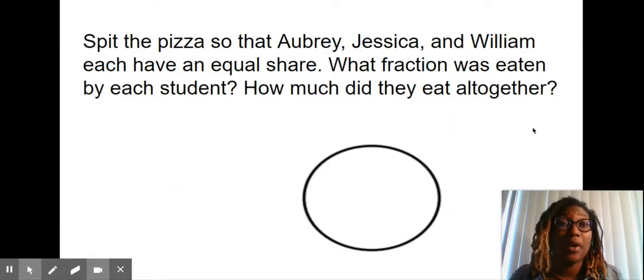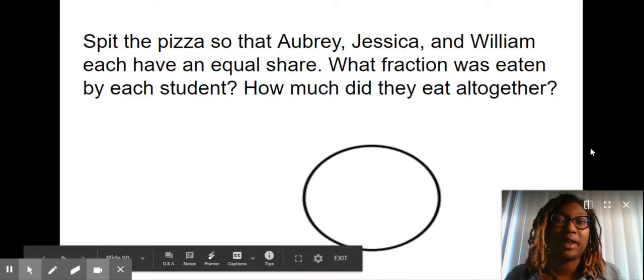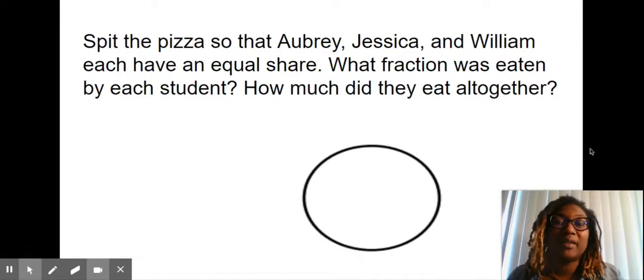Okay, so now we have a problem that we're going to solve. So we're going to be splitting. This is a pizza. So imagine this is a pizza with all your favorite toppings on it. And it says split the pizza so that Aubrey, Jessica, and William each have an equal share. And then we need to figure out which fraction was eaten by each student and how much did they eat altogether. So we have Aubrey, Jessica, and William who are splitting this pizza.